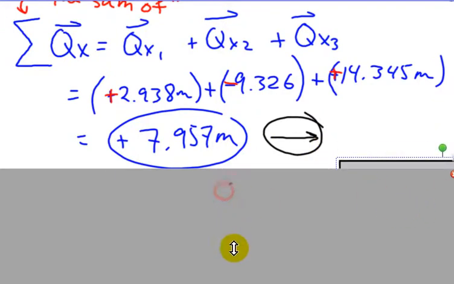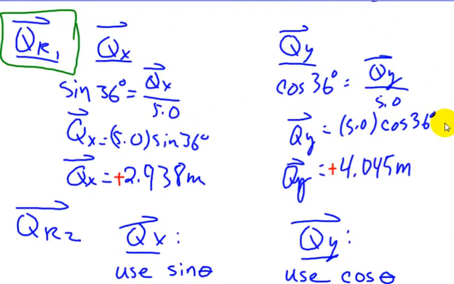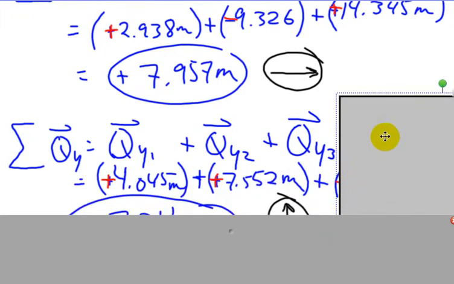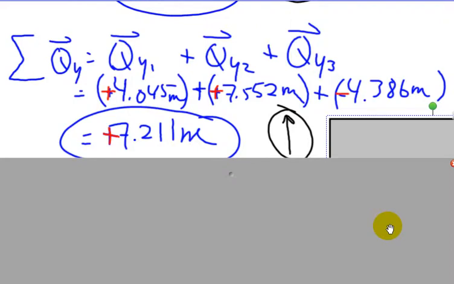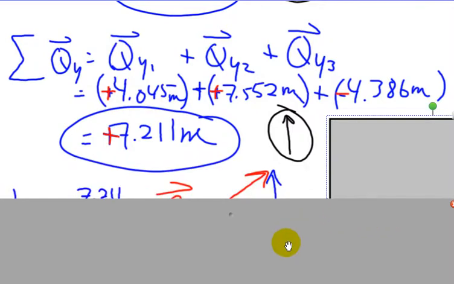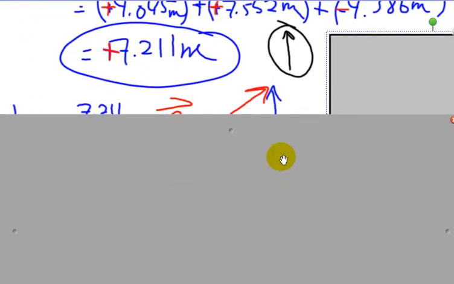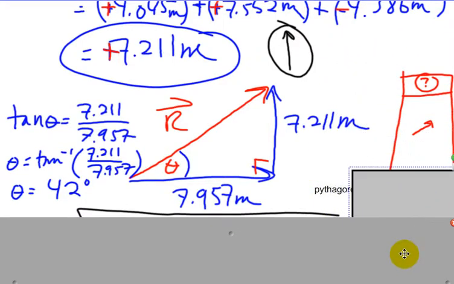Okay? Then we do the same thing with the y's. So all of these ones that we figured out, the plus 4.05, and the next two, etc. So write them out, and we get plus 7.211 meters. And that's a y movement, and a positive y movement is straight up. So what we could do is sketch this. So we're moving to the right, then up, to the right, then up, and you can see what we have there.